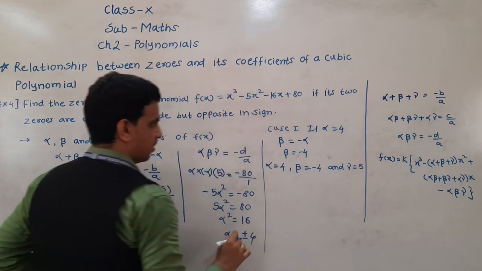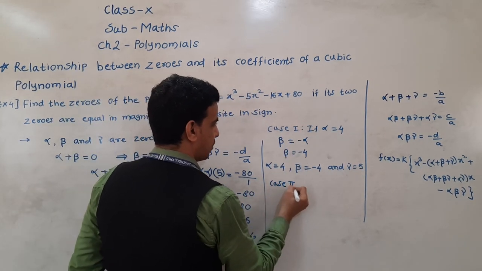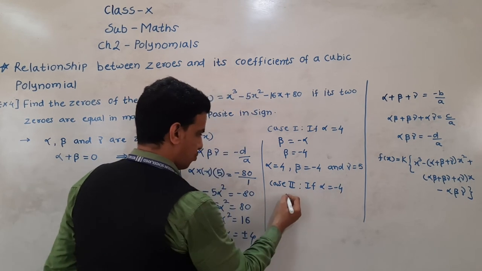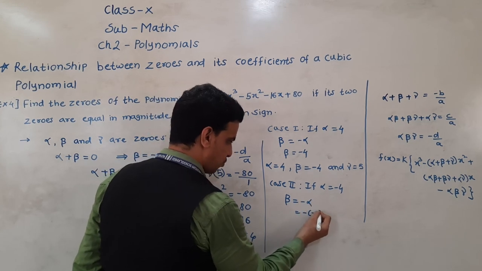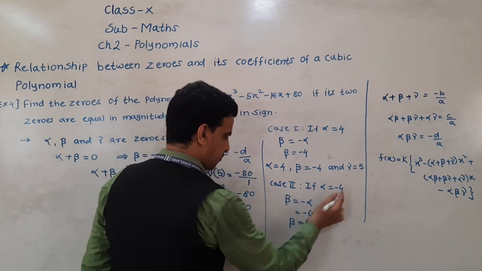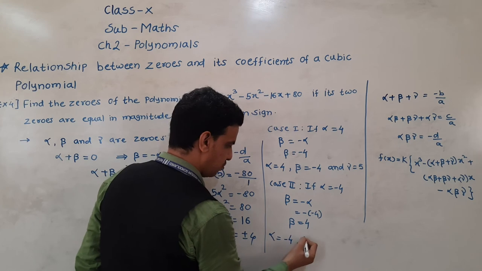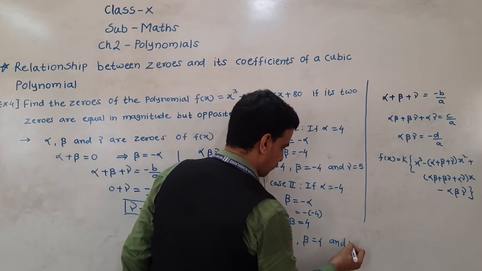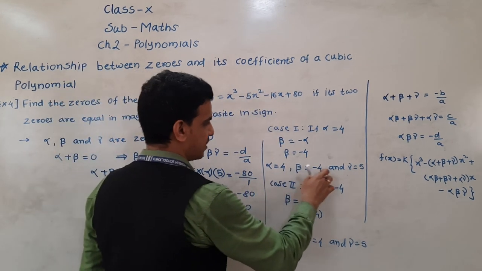Okay, and the second case is, if alpha is equal to minus 4, then beta is equal to minus alpha, that means minus of minus 4, that is plus 4. Okay, so if alpha is equal to minus 4, beta is equal to 4. So alpha is minus 4, beta is equal to 4, and gamma is 5. Okay, so zeros are 4, minus 4, and 5.